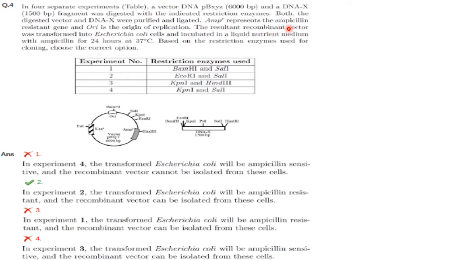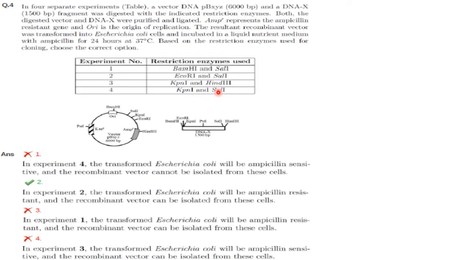Ampicillin resistance represents the ampicillin resistant gene and ORI is the origin of replication. So here is the ampicillin resistance gene and here is the ORI. The resultant recombinant vector was transformed into Escherichia coli and incubated in a liquid nutrient medium with ampicillin for 24 hours at 37 degrees Celsius. Based on the restriction enzyme used for cloning, choose the correct option. So, first option. In experiment 4, that is over here, you are digesting with KPN1 and SAL1.